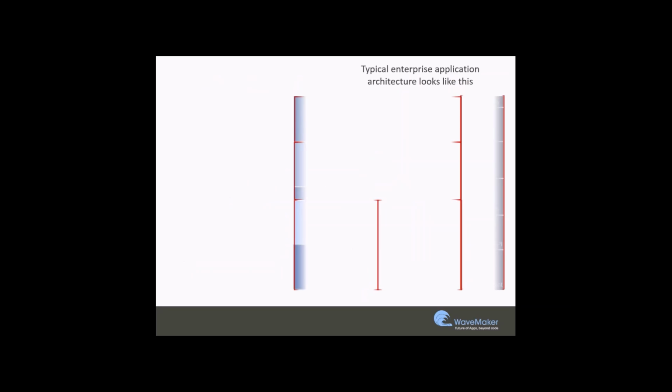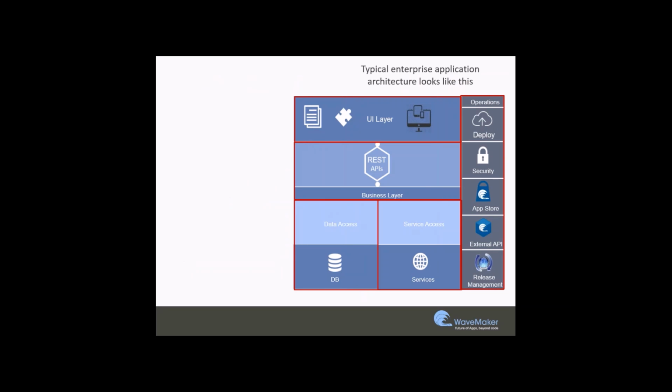So what does a typical application architecture look like? It typically looks like this. You have a data access layer, which is a DB. It has a services layer where it needs to integrate with either internal or external applications, which is the bottommost layer. You see that.